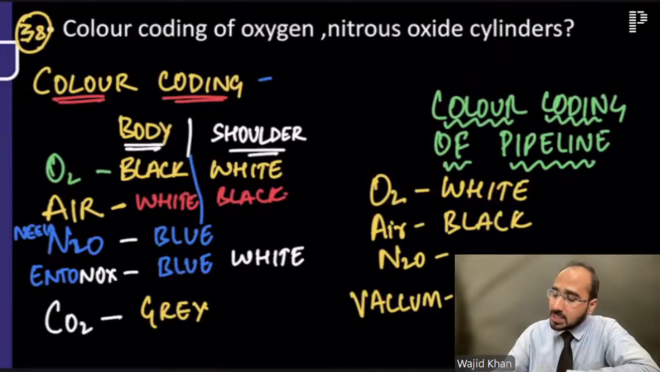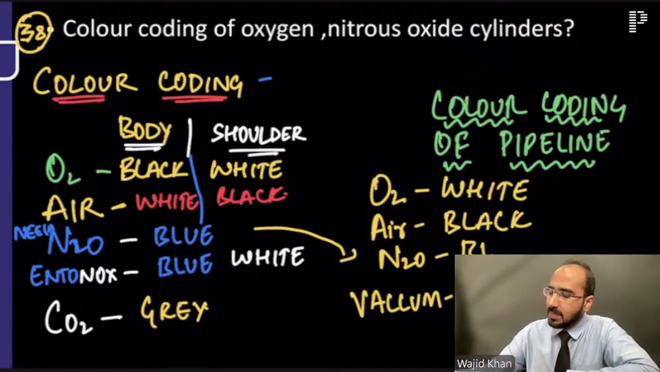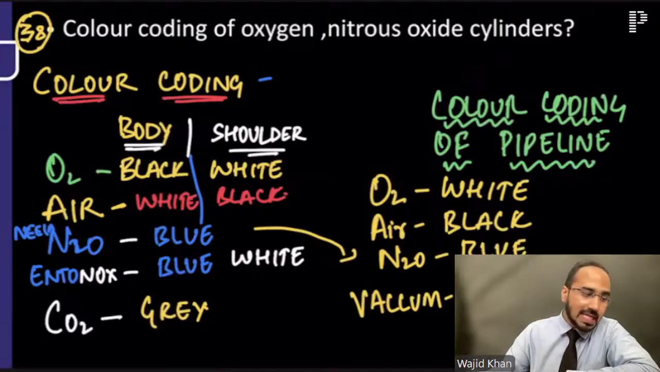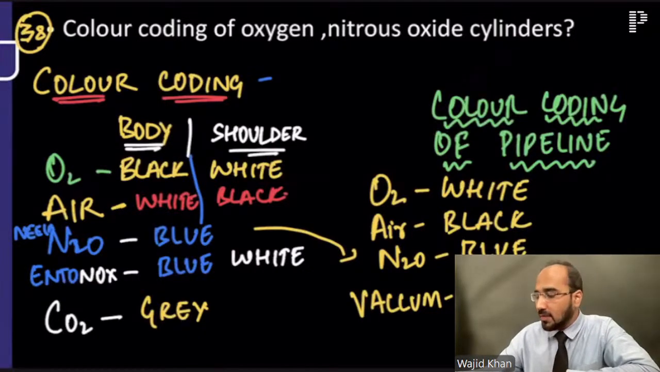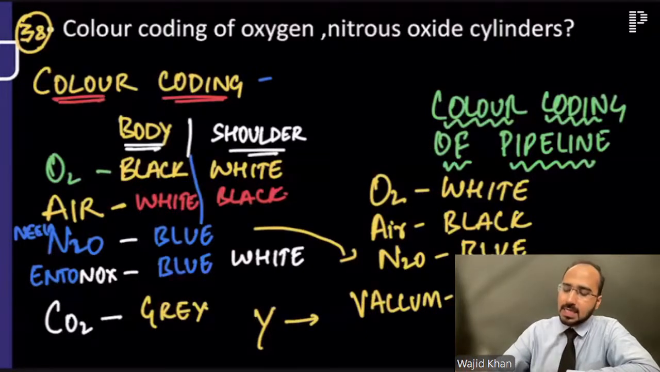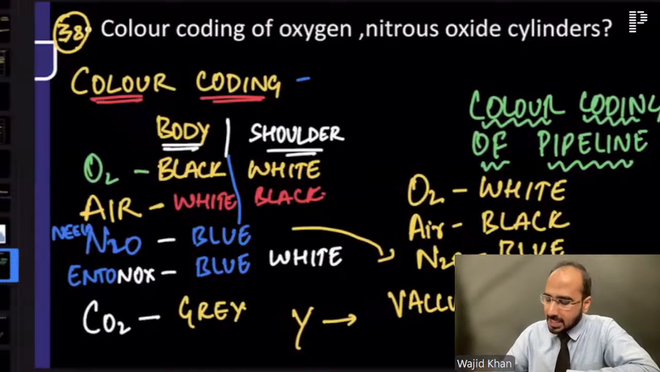Okay. Nitrous pipeline, what is the color? Nitrous is completely blue, blue body and blue shoulder. So the pipeline will be blue. There is one more pipe, guys, vacuum. For vacuum, always remember the color is yellow. Okay. Vacuum starts with V, add a stroke, it looks like Y. So vacuum color is yellow. The pipeline color is yellow.